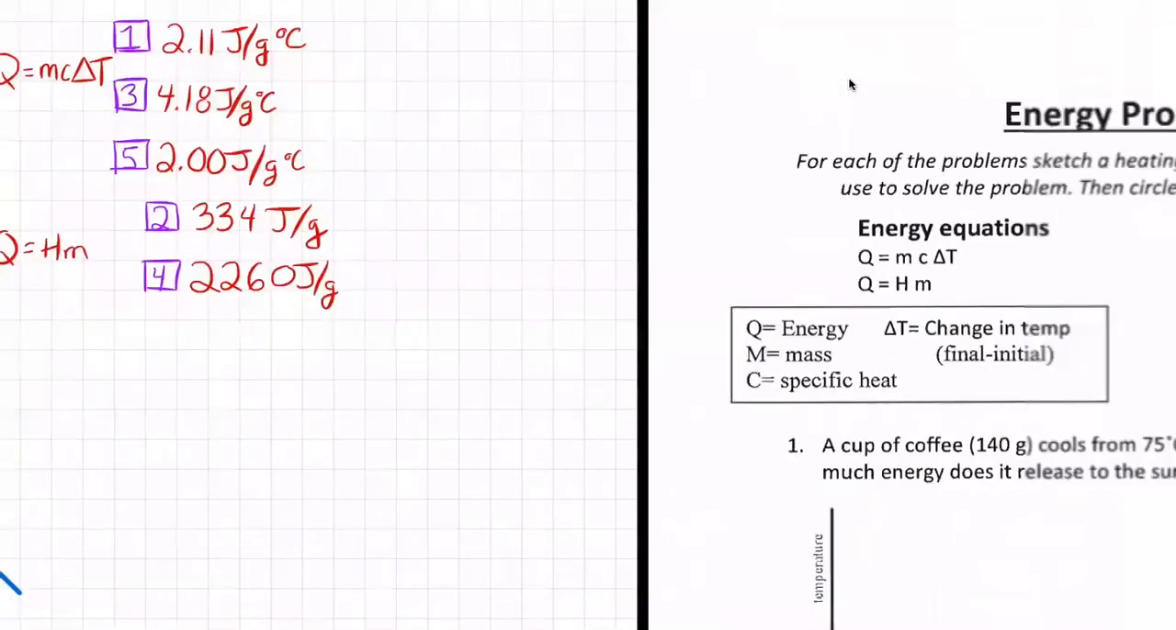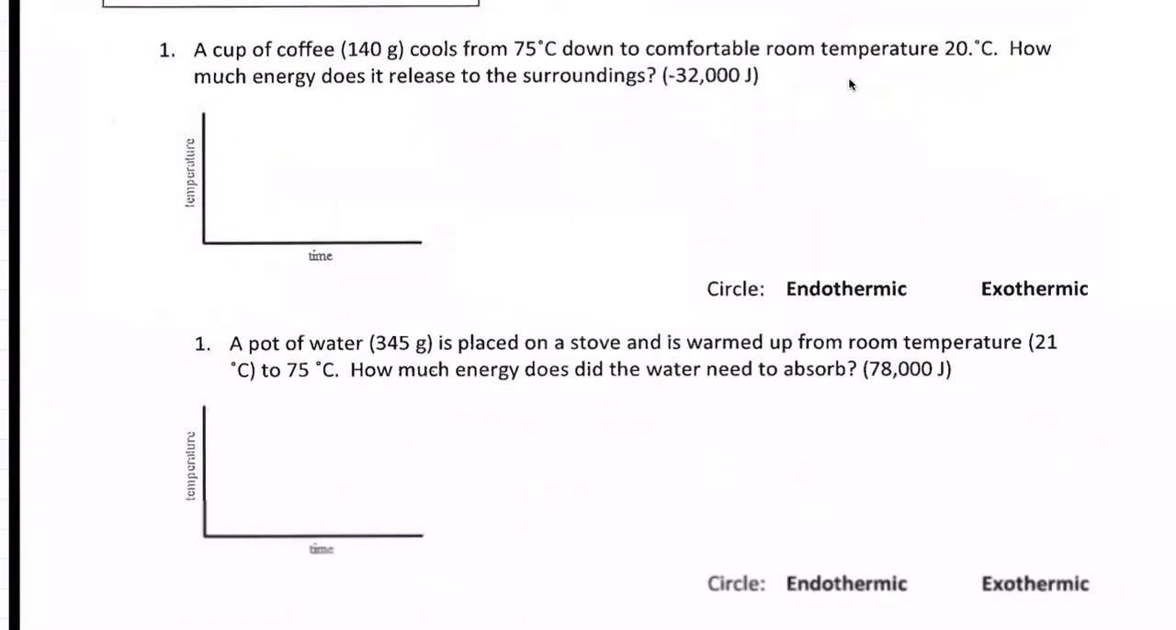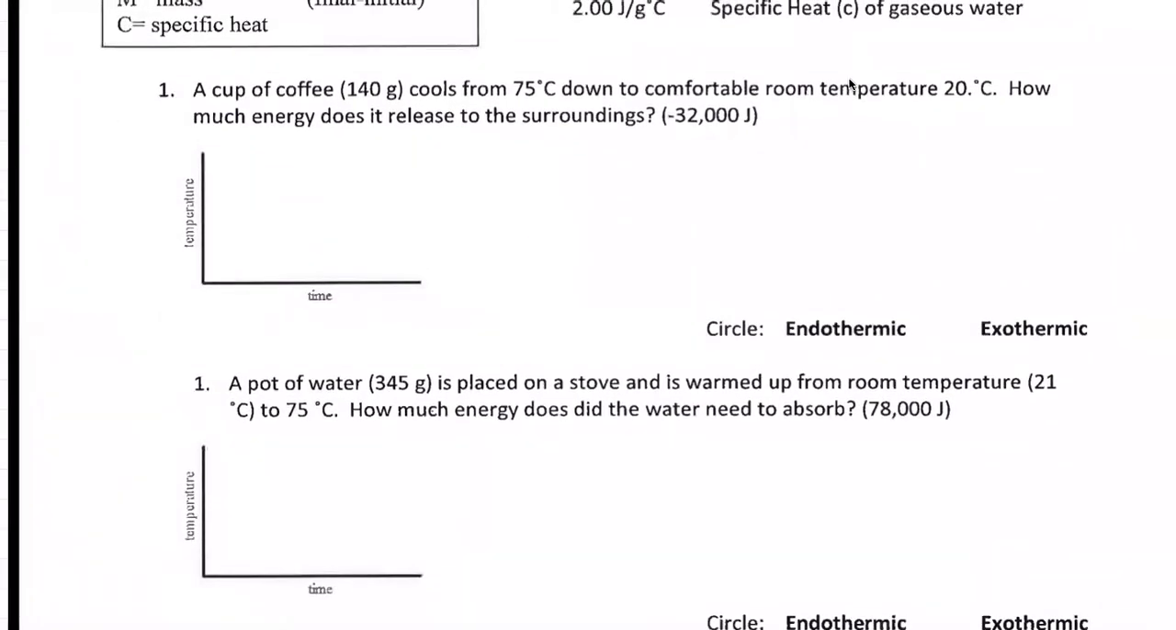Now it'll be time to start some example problems. In number 1, we have a cup of coffee cooling from 75 down to a comfortable room temperature of 20 degrees. How much energy does it take to release to the surroundings? So the answer is in parentheses here, but we'll go through how that answer has come to be.